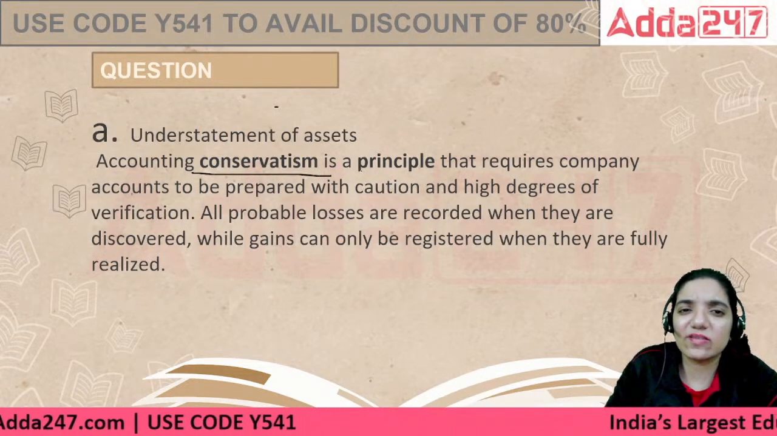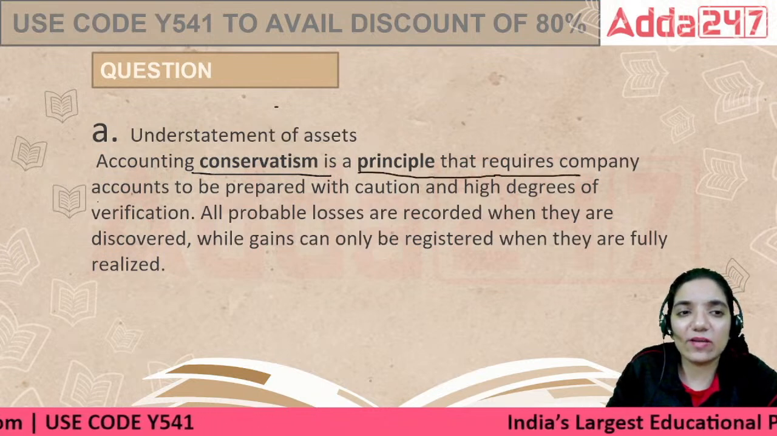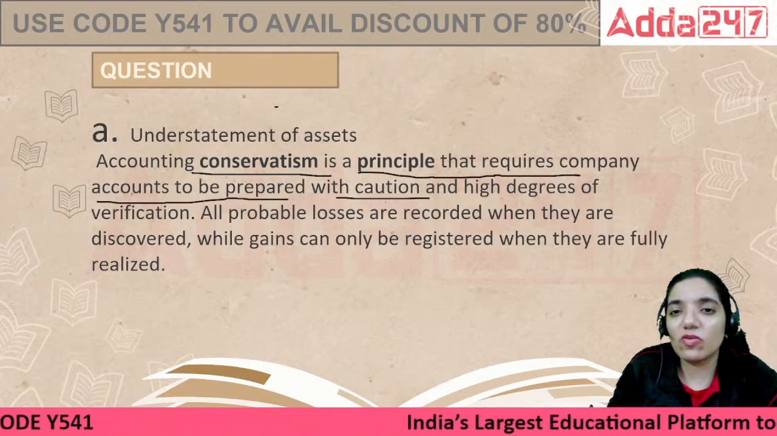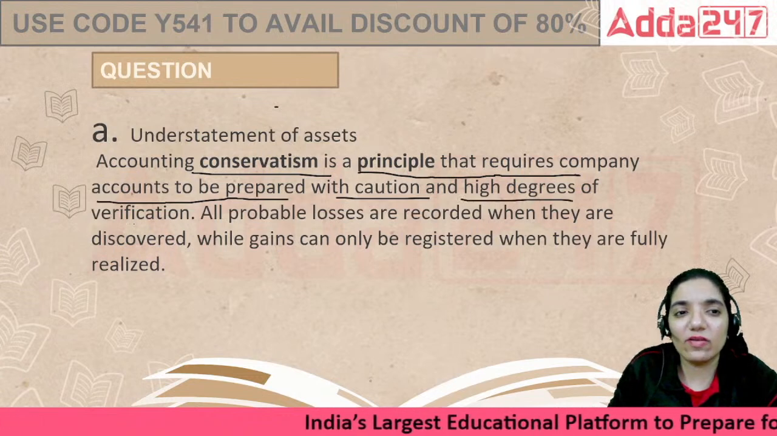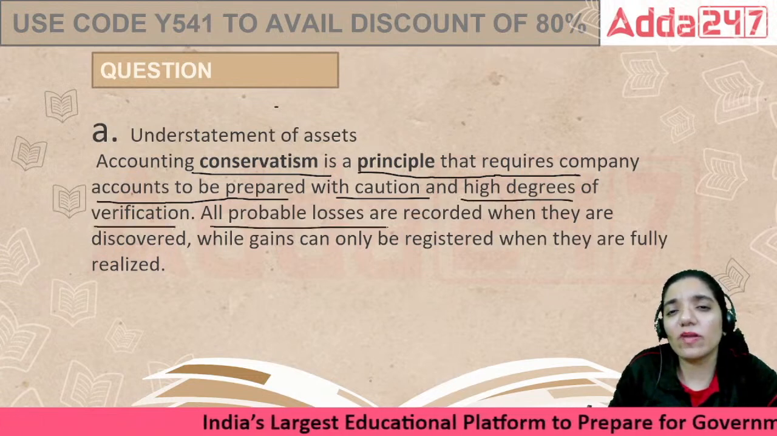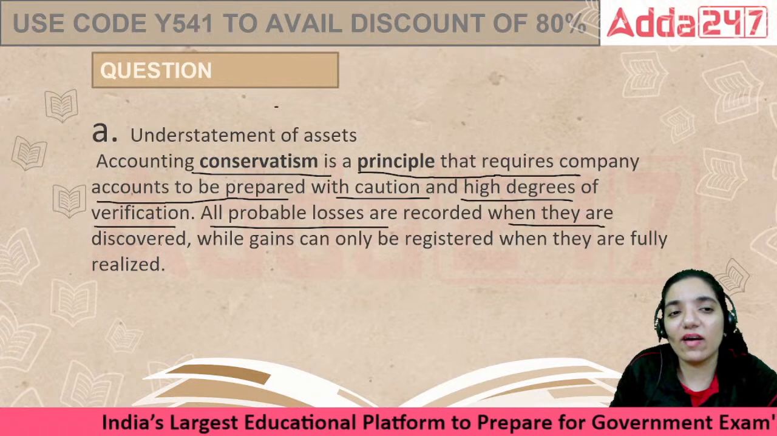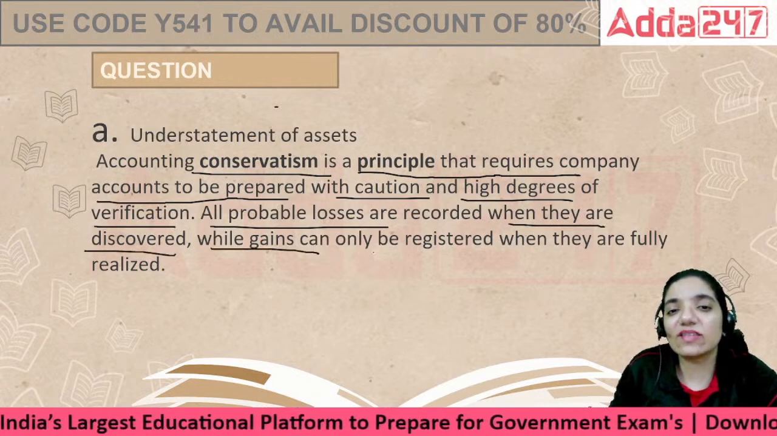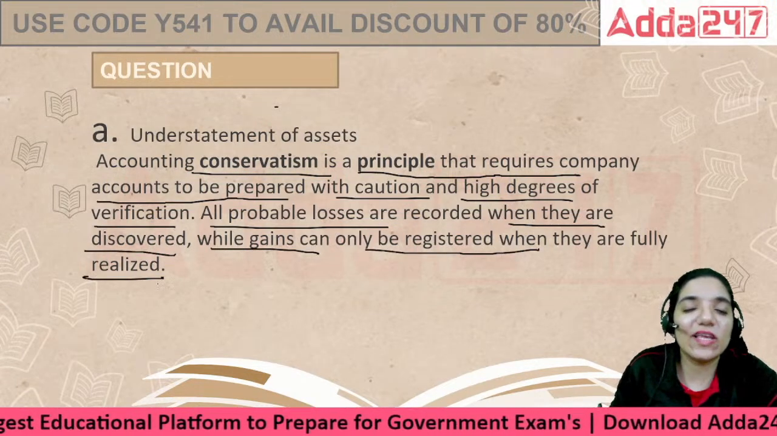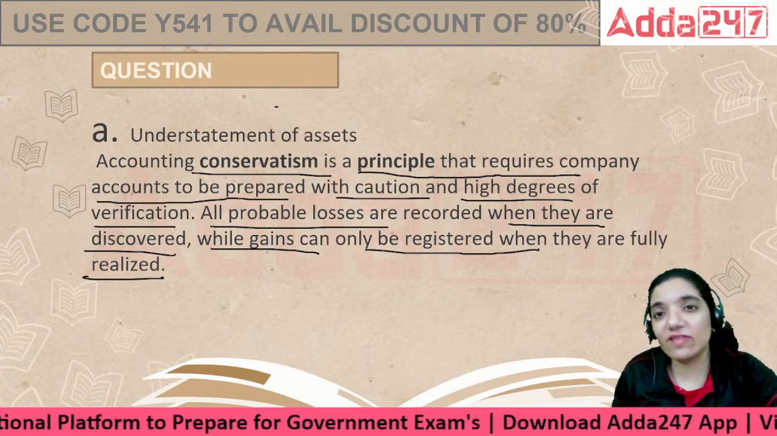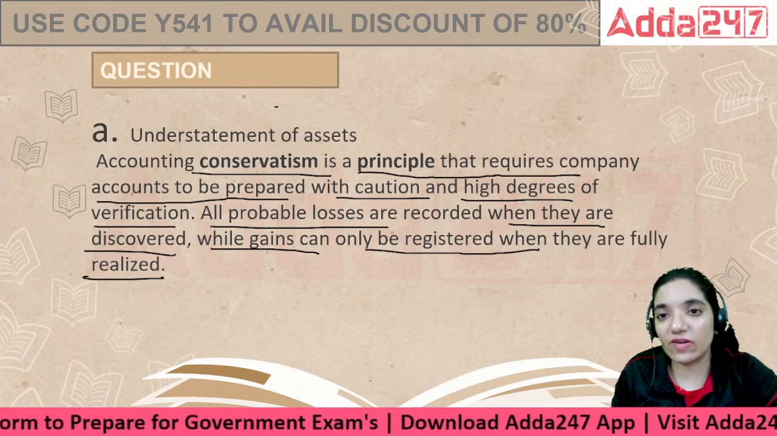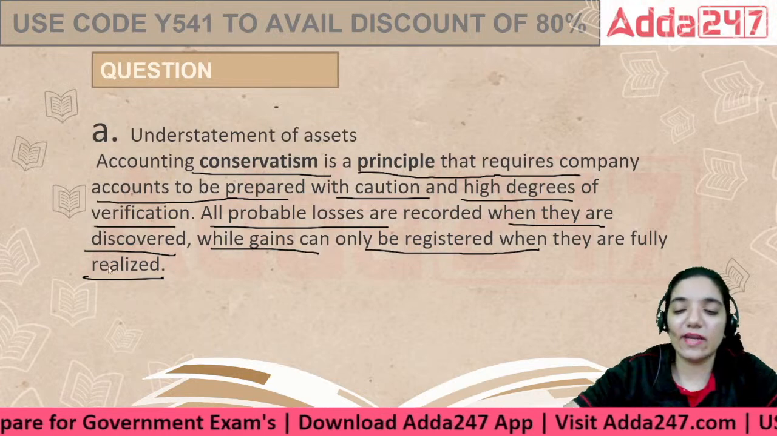Accounting conservatism is a principle that requires a company's accounts to be prepared with caution, and a high degree of verification is required. All probable losses are recorded when they are discovered, while gains can only be registered when they are fully realized. Till the time we do not receive the money, we will not record it in the books of accounts. Right? Okay.